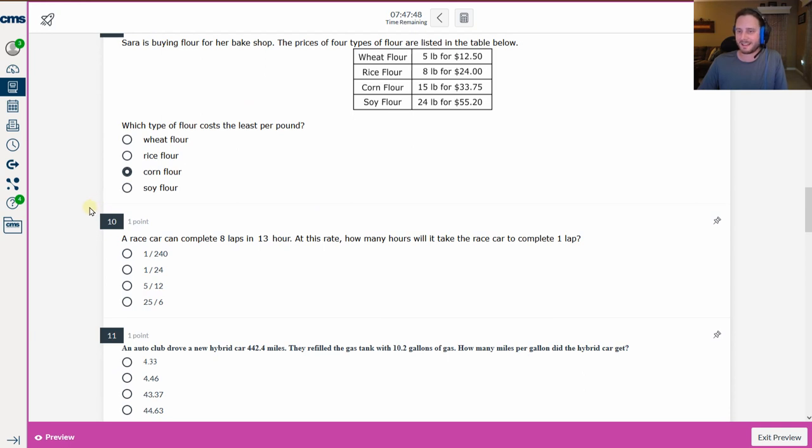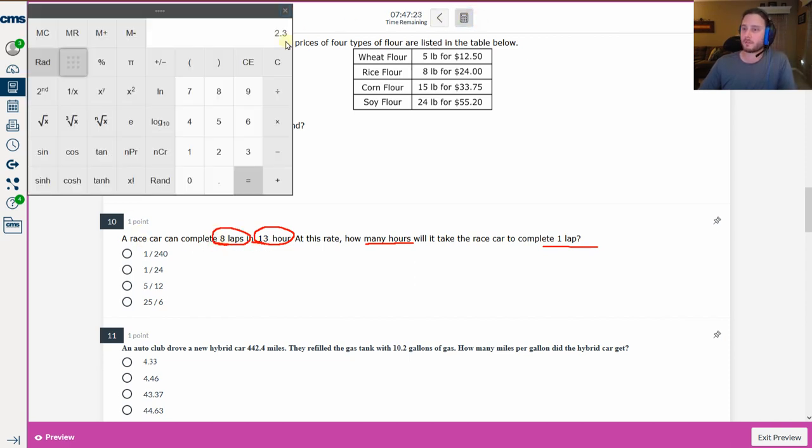For number 10, it says a race car can complete 8 laps in 13 hours. At this rate, how many hours will it take for it to complete 1 lap? So, for this problem, it's asking how many hours will it take to complete one lap, which means we want to do the number of hours, 13, divided by the number of laps. So we're just going to set this up, 13 divided by 8, and I got 1.625. So that is not going to be an answer choice.